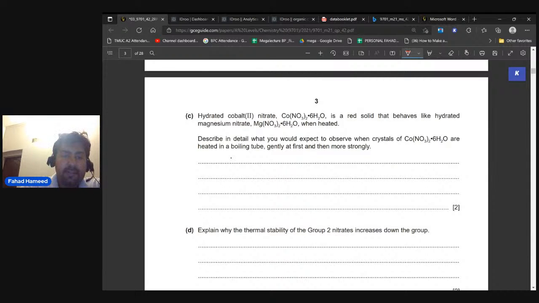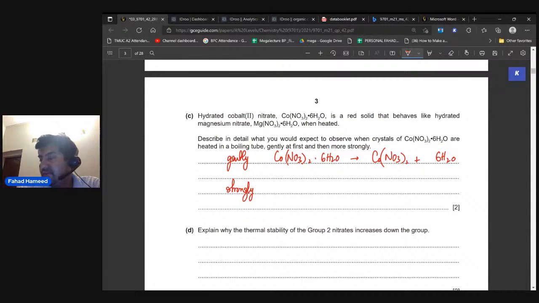So the first part is when you're gently heating, the water of crystallization, this .6H2O, is going to evaporate. It's going to be cobalt nitrate, and you'll see steam forming. That's the first part. And when you start to heat strongly, remember to write your words properly. I mean, you should write strongly heated. So when you write strongly heated, check one second.